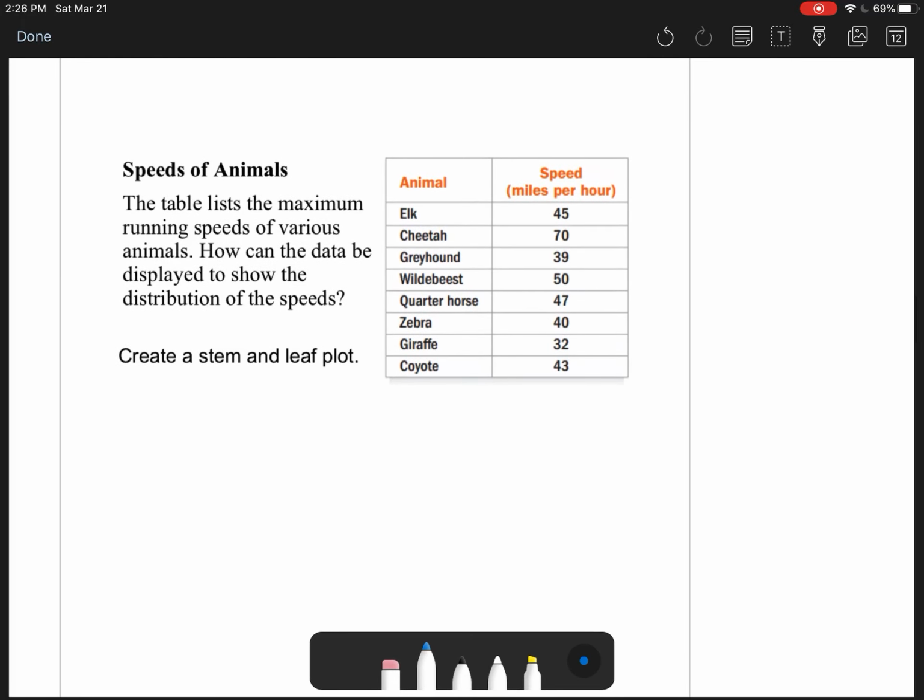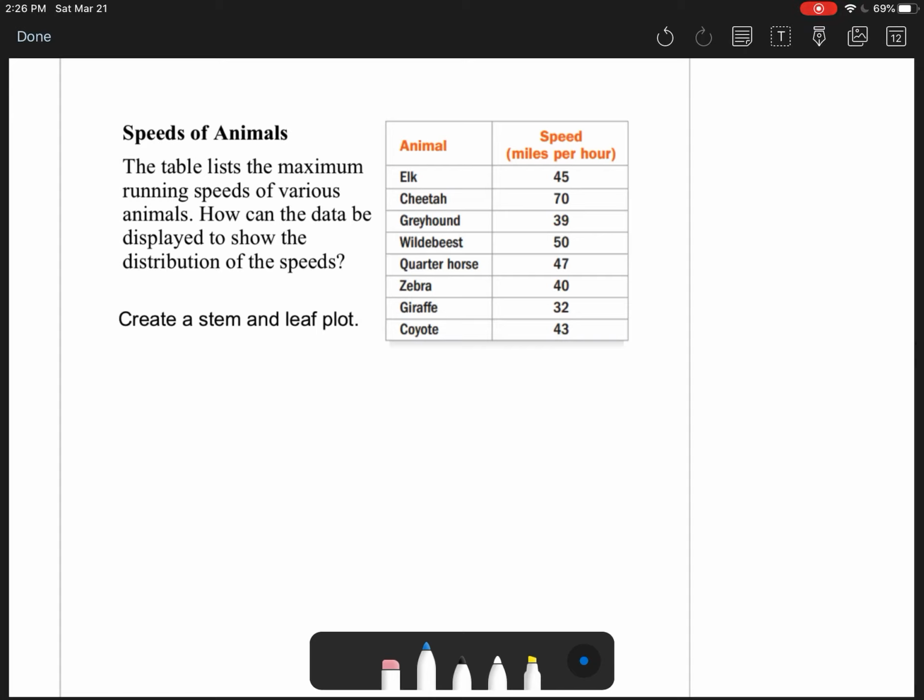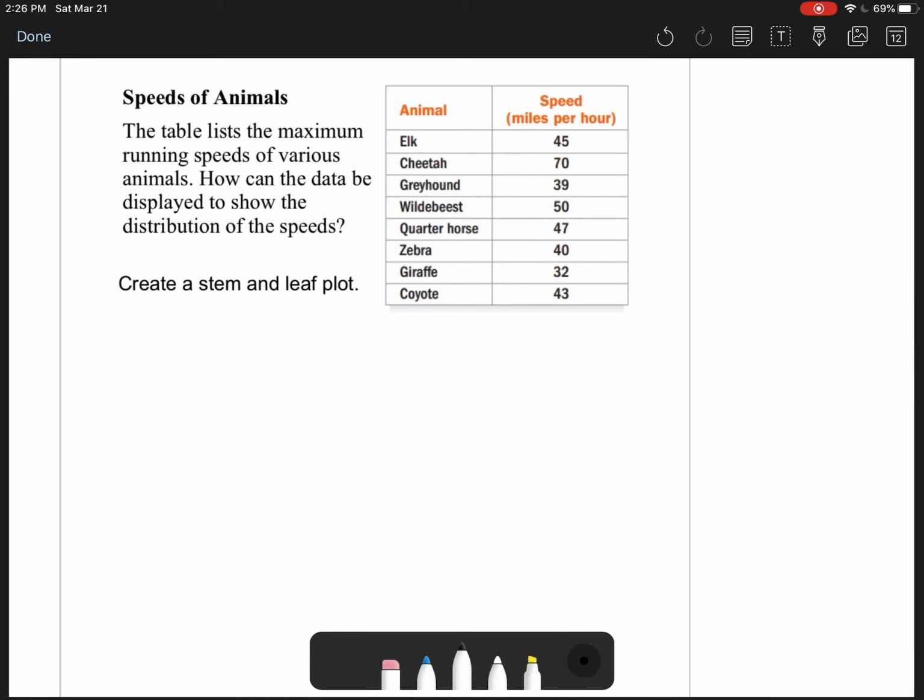All right. On to the next problem here. It says the table lists the maximum running speeds of various animals. How can the data be displayed to show the distribution of speeds? Create a stem and leaf plot. Okay, so here I'm going to show you how to create the stem and leaf. It's really simple.